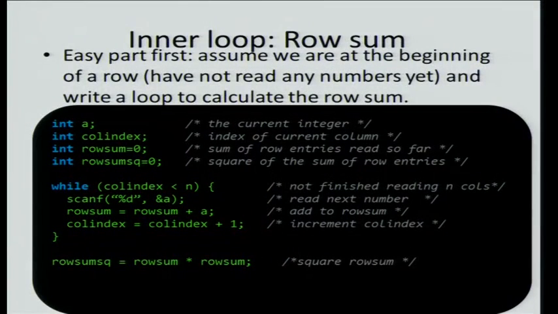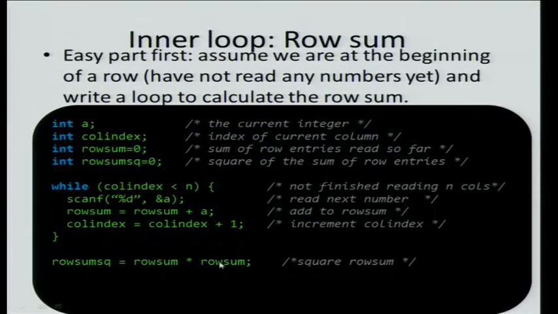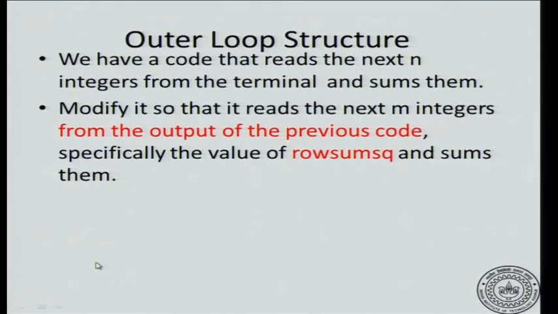Now once you are done, you have the sum of the numbers in that row, and what you need to do is to square that number. Okay. So we have row sum times row sum will be row sum squared. Okay. That completes the inner loop, which is what we did when we added the numbers along a given row and then finally squared the sum.